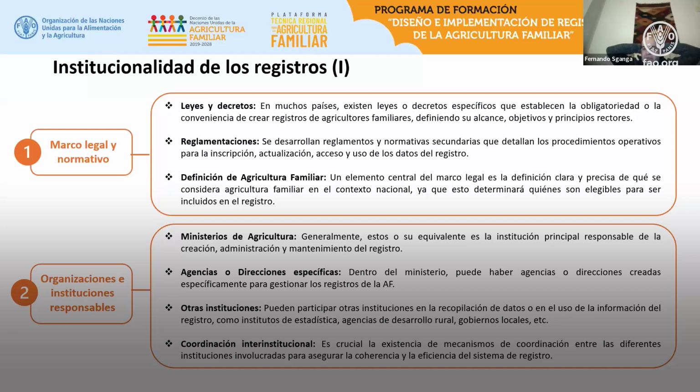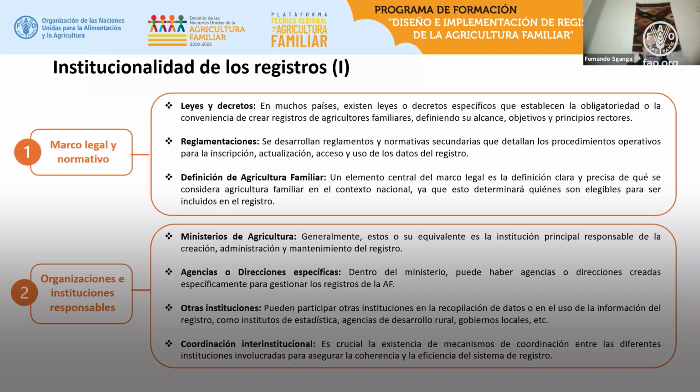Not that there are not other institutions collecting the data, such as departments of statistics or local governments, but the recommendation is to have these at the national level, but it's also good to discuss these at the regional activities to see what is the situation in each country.